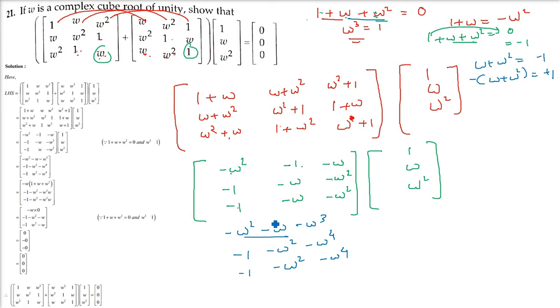Omega plus omega square will be 1. What is omega cube? As I said, omega cube is 1. So just write 1 here. 1 minus 1 will be 0. So the first row becomes 0.